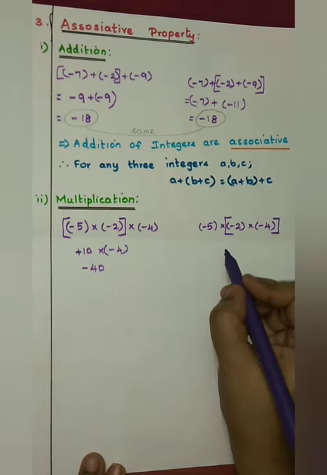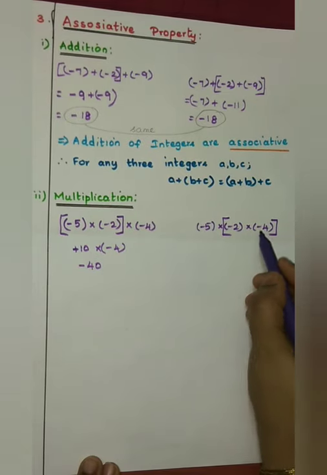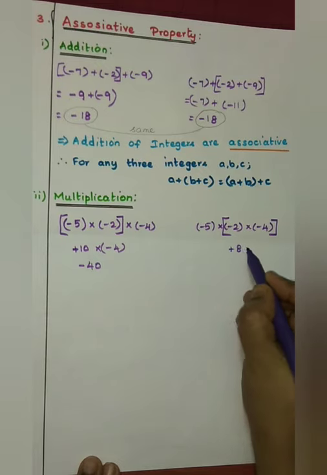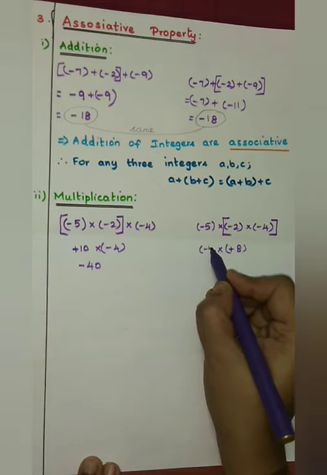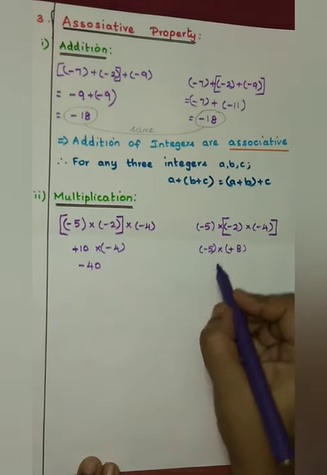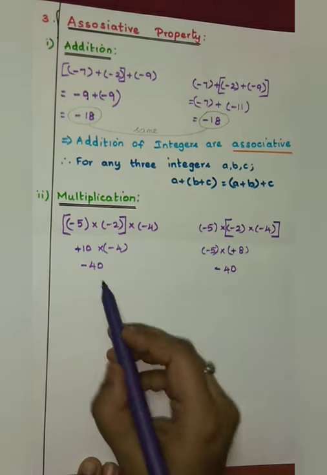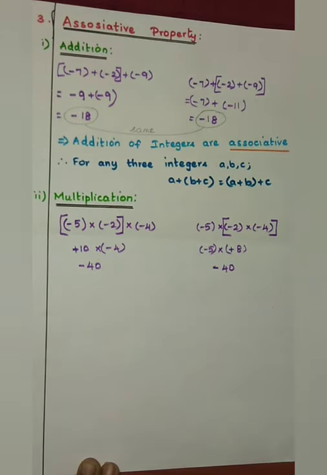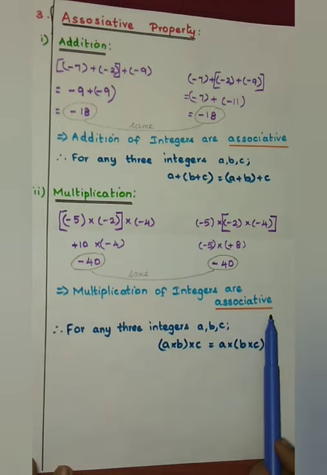The second case, first you multiply minus 2 and minus 4. Minus into minus plus, 2 into 4, 8. Now you multiply the first integer minus 5 with this plus 8. So minus into plus, minus 5 into 8, 40. Compare the results. Are they same? Yes, they are same. So multiplication of integers are associative.